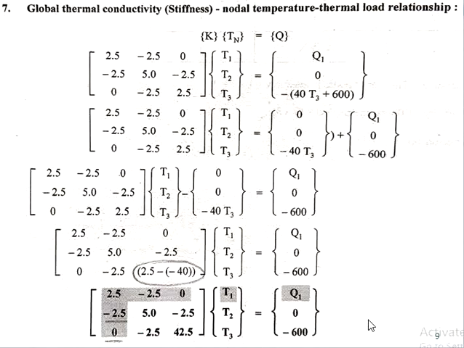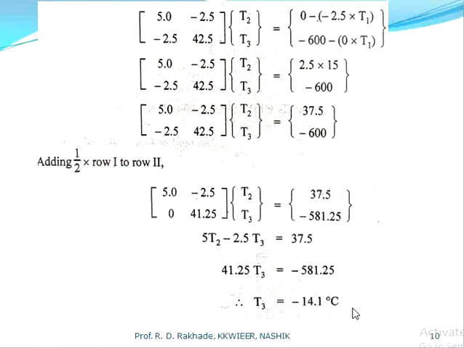So the main twist is that we can't directly ignore this T1 in equations 2 and 3. So we just write this equation as it is and neglect this T1 from this equation. We will clear it in the next equation. So this 2 by 2 matrix we will write as this, T2, T3 as this, 0 and minus 600 also we will write as it is.